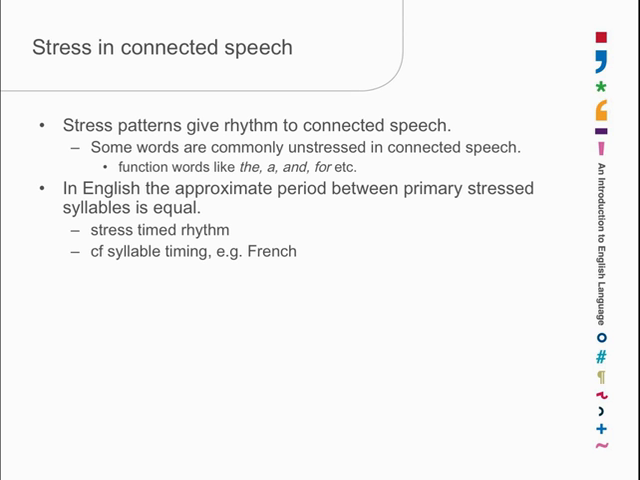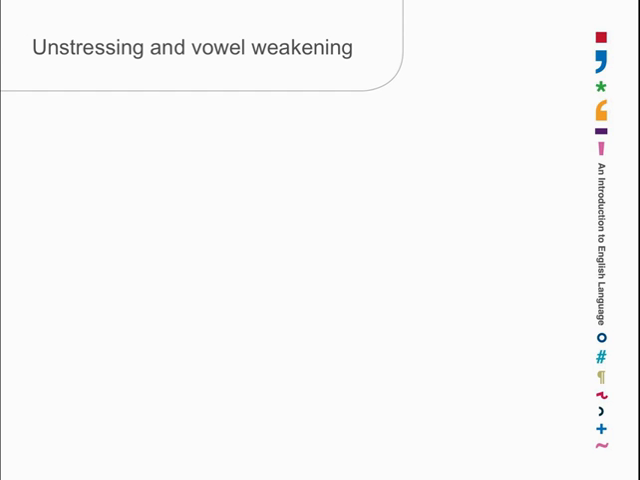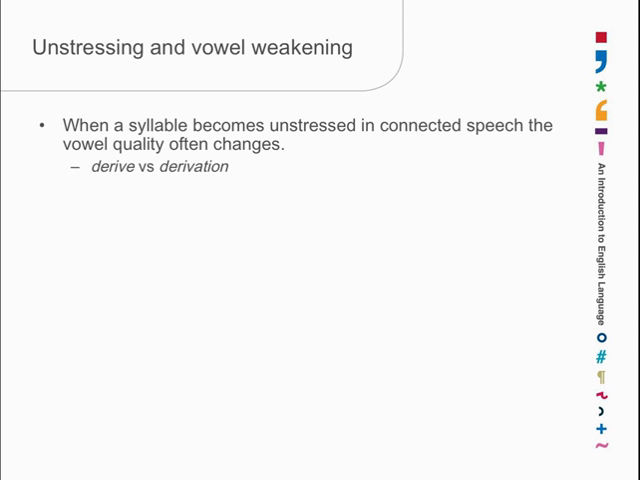Well, something happens when a syllable is unstressed. Often the vowel quality changes, and we can see this when we add some morphology. Look at the word derive. Derive. The stress is on rive, and that has the diphthong, I.